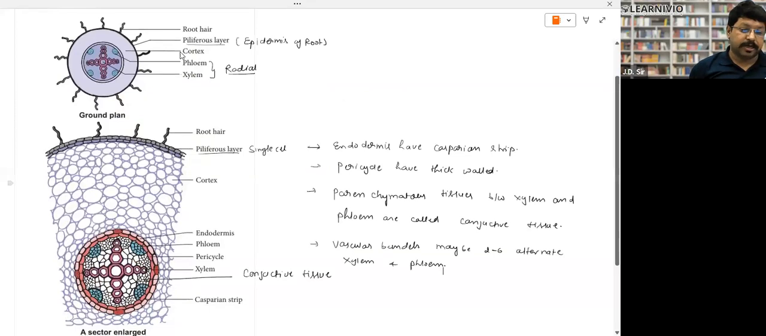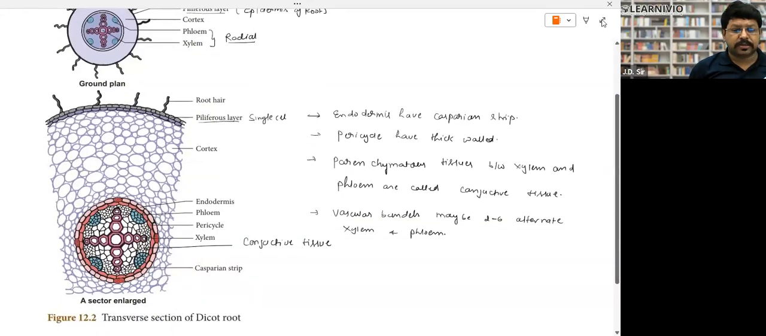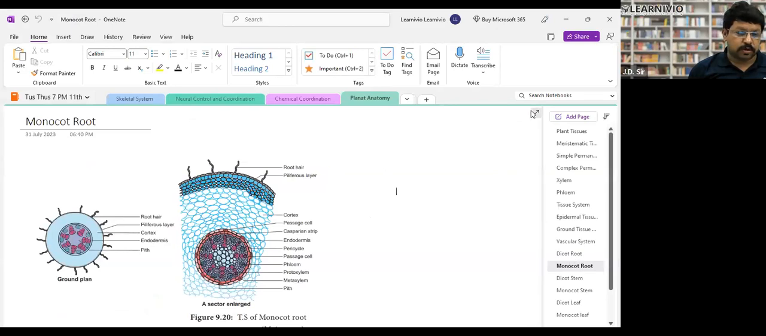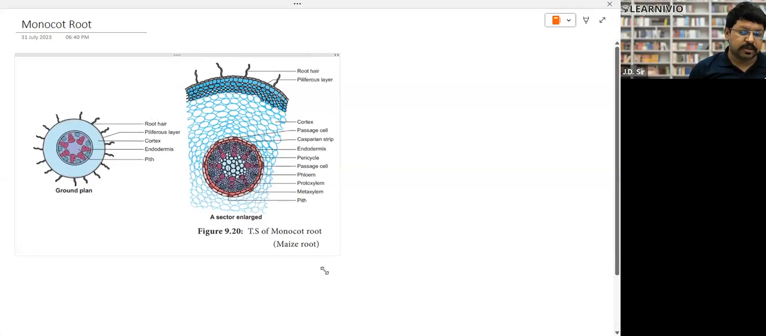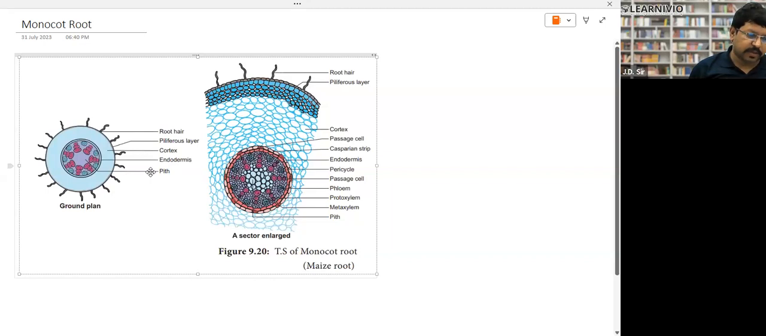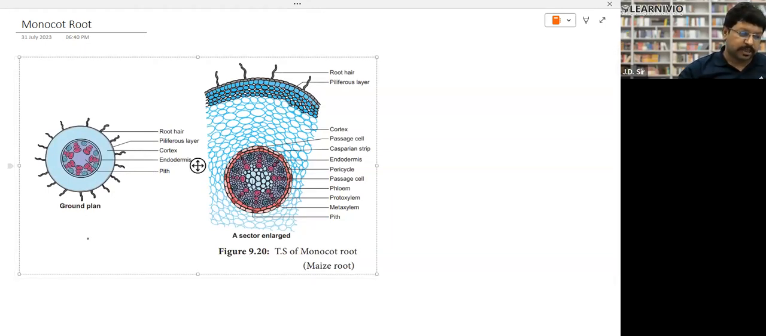This is dicot root, right? The root structure of dicot and monocot is almost similar. Look, this is monocot, right? So dicot has fewer vascular bundles and monocot has more vascular bundles. That is the only difference. The rest, you will see, is almost the same. Again, in the root, the piliferous layer, that is epidermis, cortex is present, endodermis is present, and pith is present. Pith is not found in the dicot root, it is found in the monocot root.